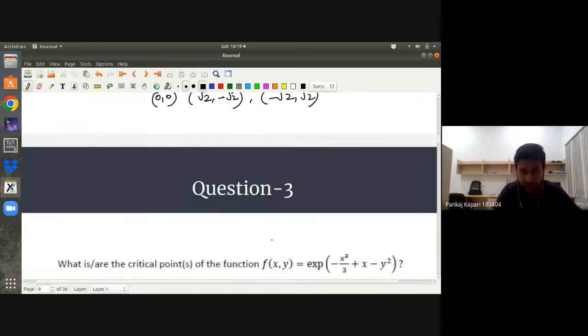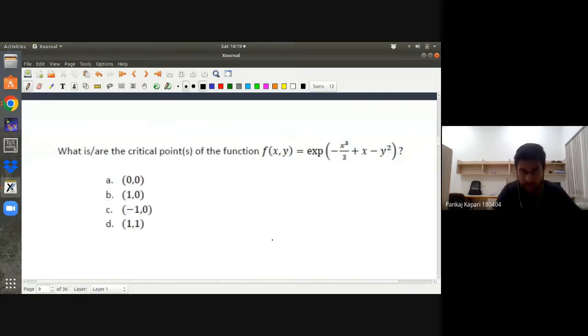Okay, let's move to the next problem, problem 3. Please note it down. In this problem, we have to find the critical points of the given function. What is this function? This exp means the power of e. So f(x, y) is e to the power minus x cube by 3 plus x minus y square. For simplicity, we write it as exp, the exponential function, and we have to find the critical points for this function.